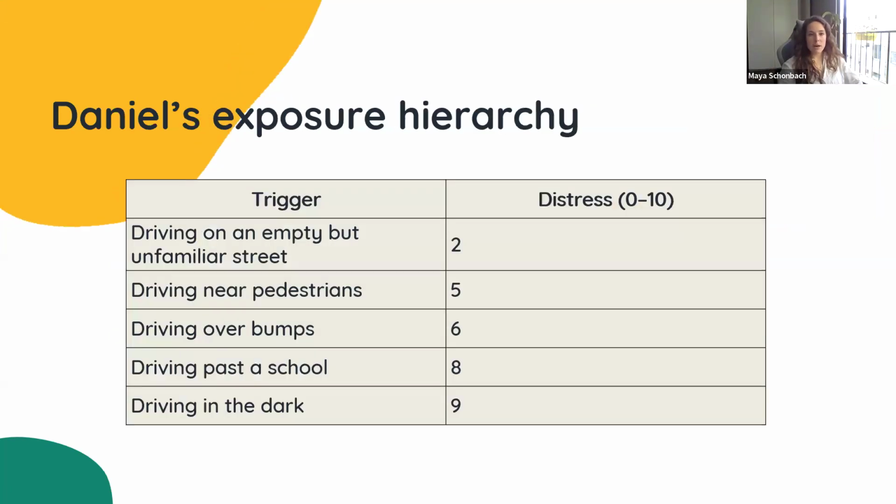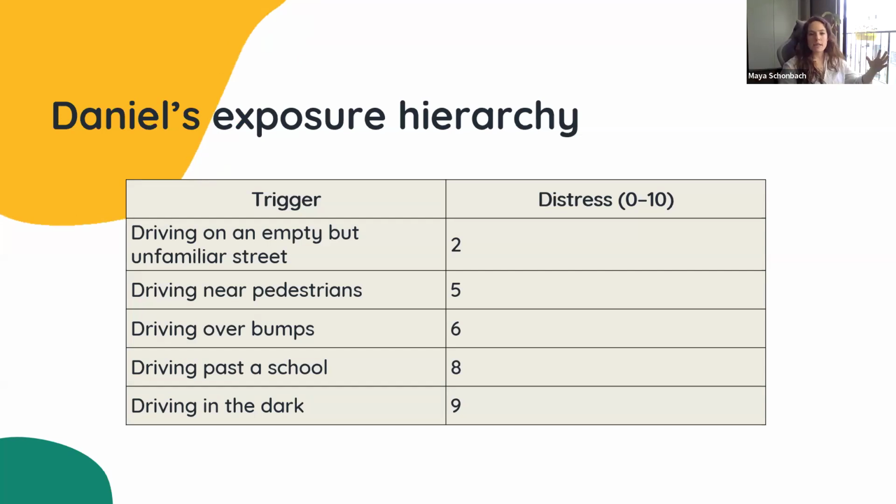So Daniel started by listing his driving-related triggers and then rating them based on how distressing they felt on the scale from 0 to 10. Really, this hierarchy gives Daniel a clear structure to work through, like I said, gradually. So you start with low to moderate distress and then move up only when ready.